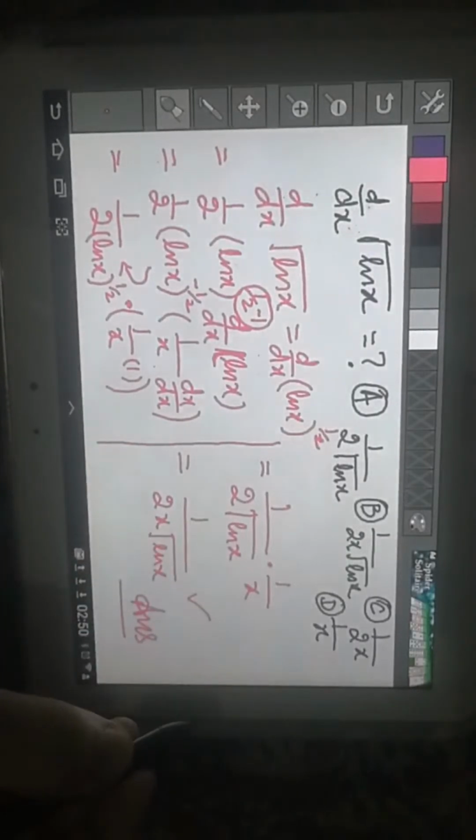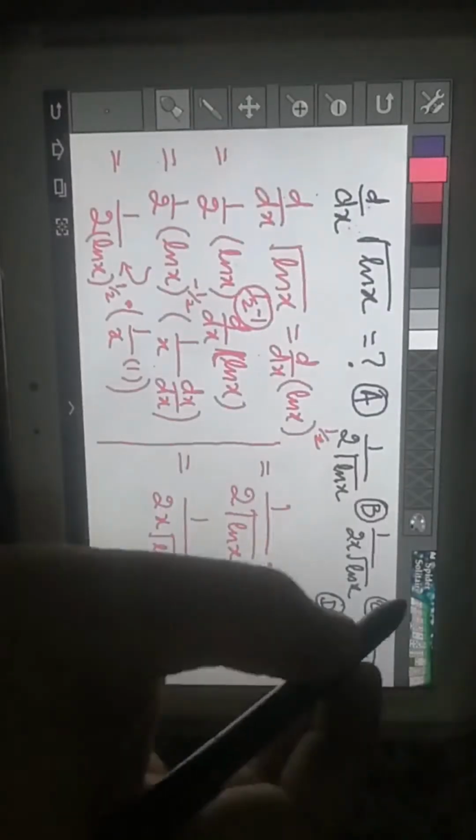Which one is the correct option? It is B that is the correct option.